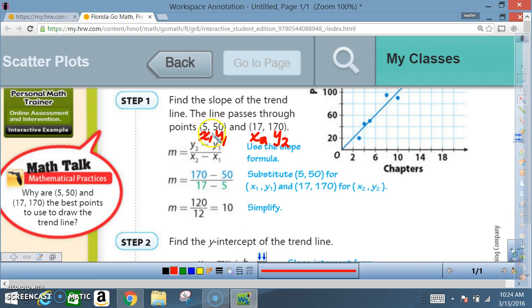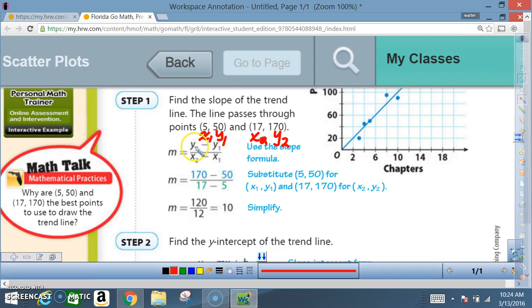Okay, now after labeling our points, x1, y1, x2, y2, and once again, we label so we don't get confused when we plug it into our equation. Now all of this should be a repeat from what we've done early in the year when working with linear equations. So we're going to plug in.